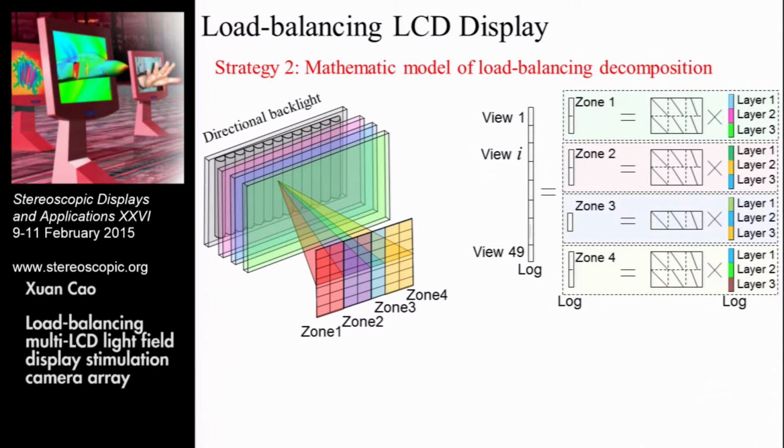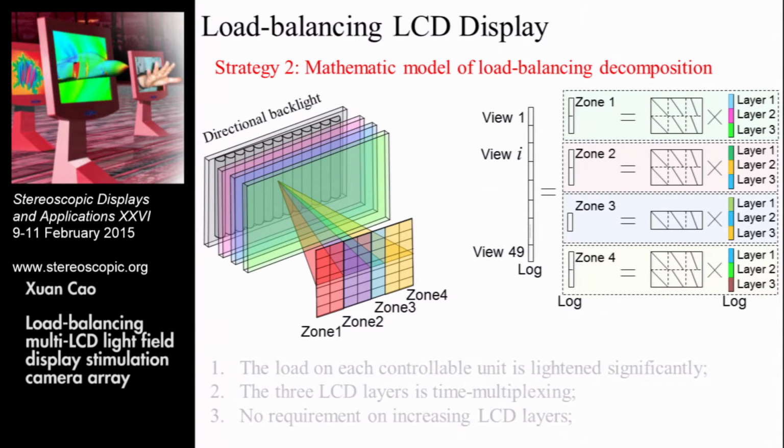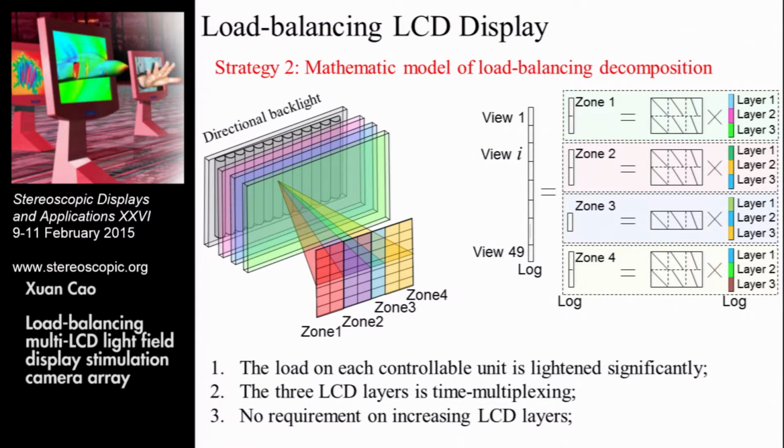From the mathematical model, we can see that at one time, only a partial light field needs to be decomposed and displayed. So the load on the 3 LCD layers is reduced significantly. In other words, the 3 LCD layers are working in time multiplexing. And again, this strategy does not require extra LCD layers, so the display brightness is kept at a high level.